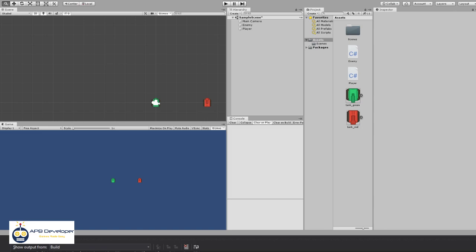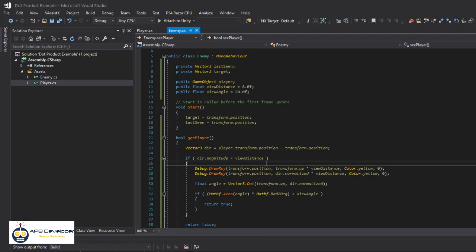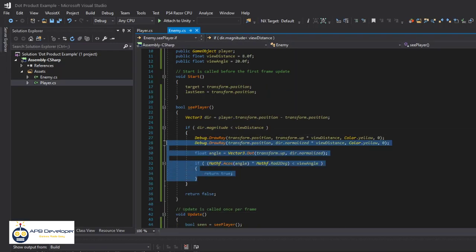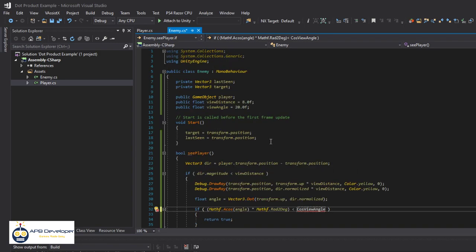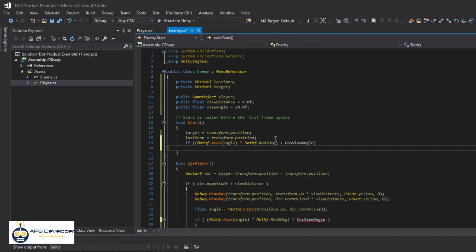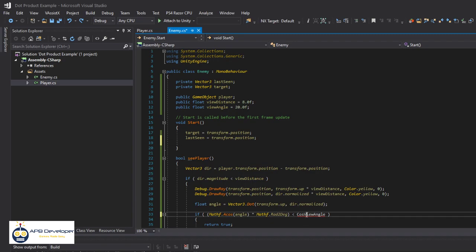So that's all there is to adding in this view cone. It's this one bit here. As I said, we could use cos of the view angle, and rather than having to do all that math every time, we could just pre-calculate the more expensive maths bit. We actually want to store this as the Mathf.Cos.